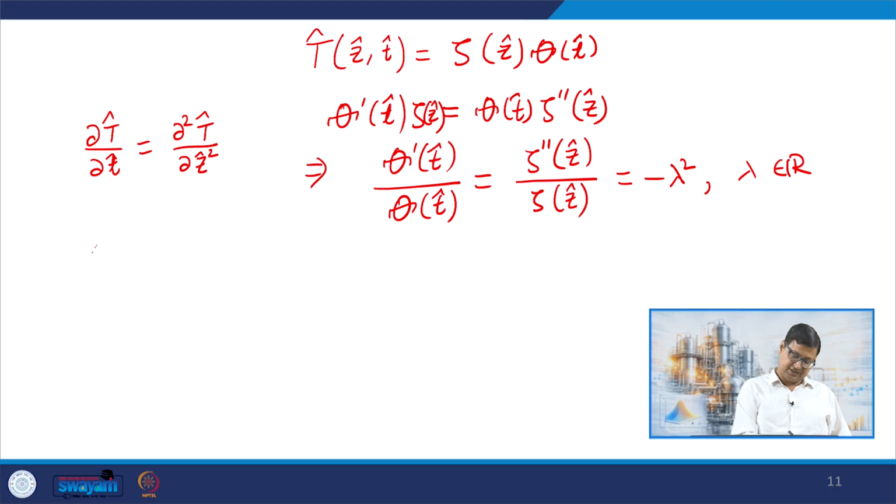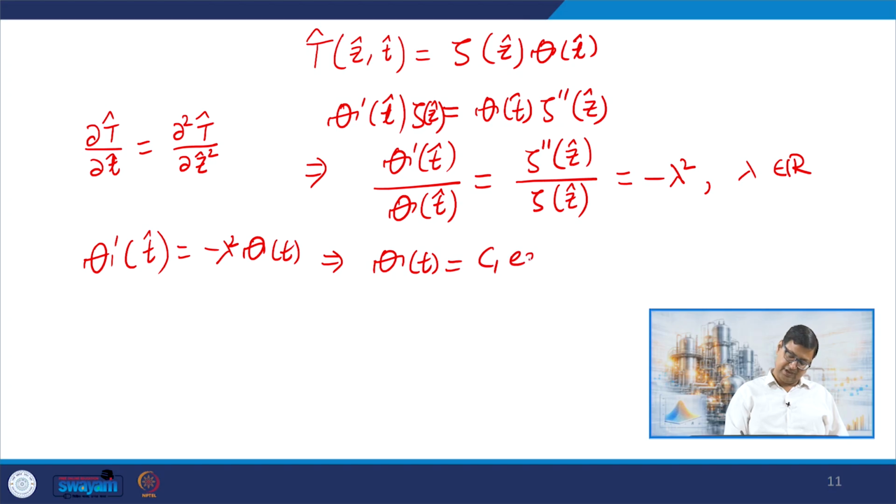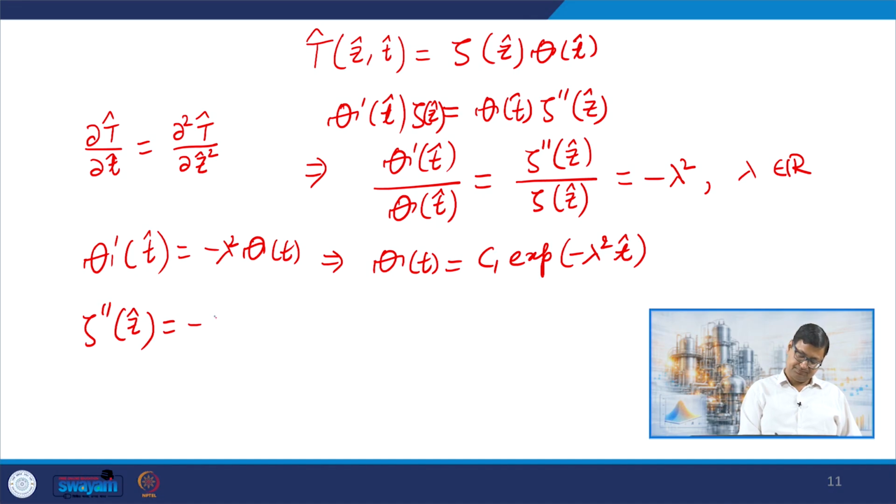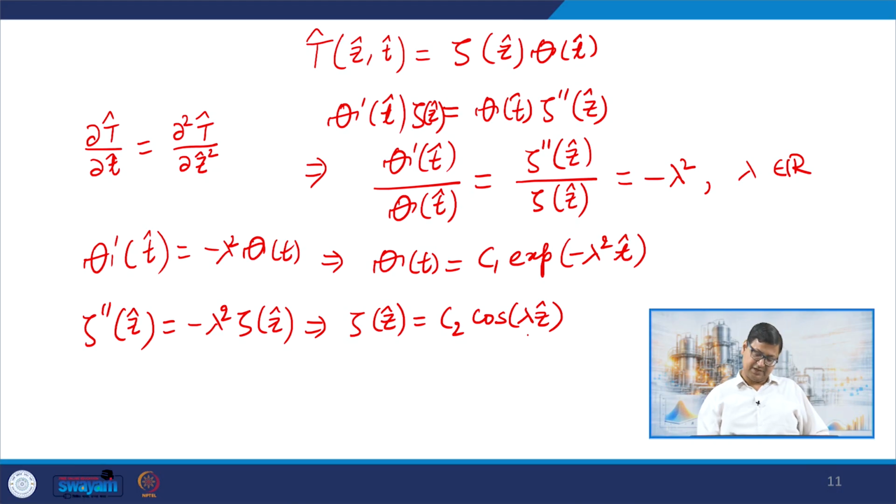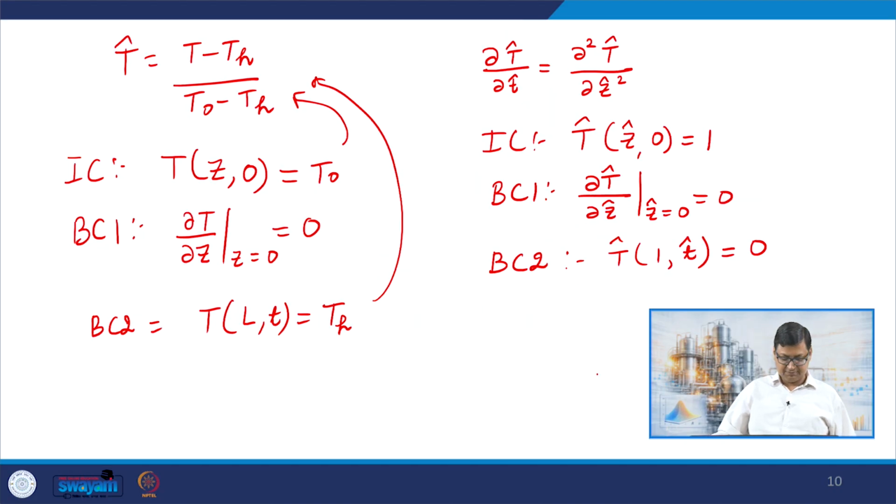So now I will solve the first ODE, that is theta prime(t cap) is minus lambda square theta(t), and that gives me again theta(t) is equal to C1 exponential minus lambda square t cap, and the second one gives me pretty much the same general solution, C2 cos lambda z cap plus C3 sin lambda z cap.